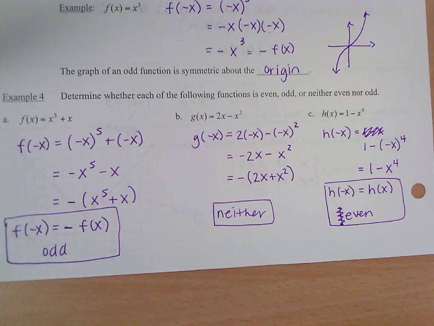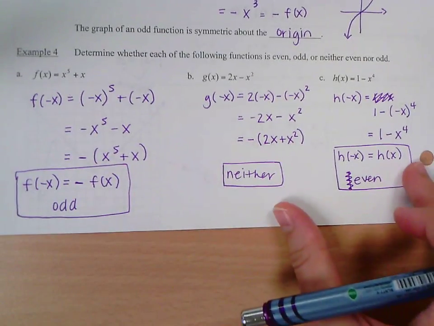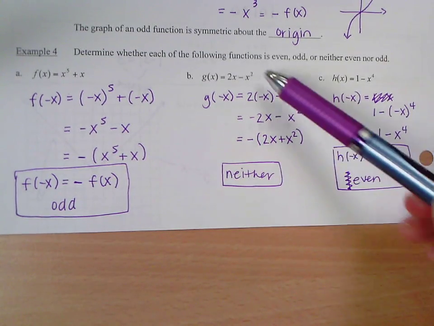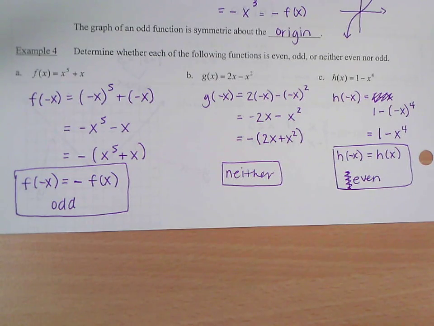All right, I think we're okay in terms of having answers. Just double check that you have them correct. B is neither even nor odd because it's not the exact opposite of the function and it's obviously not the same as the original function. And then C is even.